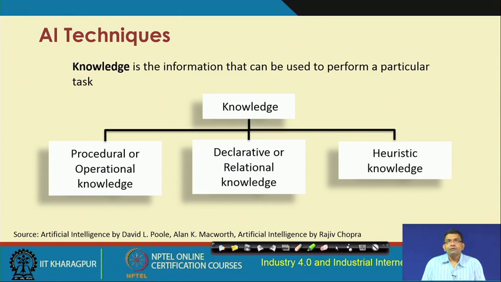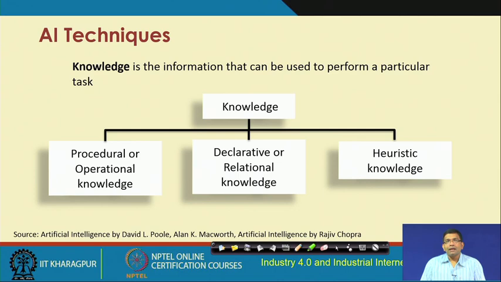There is procedural or operational knowledge, which basically talks about the knowledge about certain procedures that will have to be adopted in order to solve a particular problem. So for example, a quadratic equation: the procedures that will have to be followed in order to solve it, that is procedural knowledge. Declarative or relational knowledge is also known as descriptive knowledge. So here we are talking about the description of a certain thing, an object, an event or something alike, the knowledge about it.